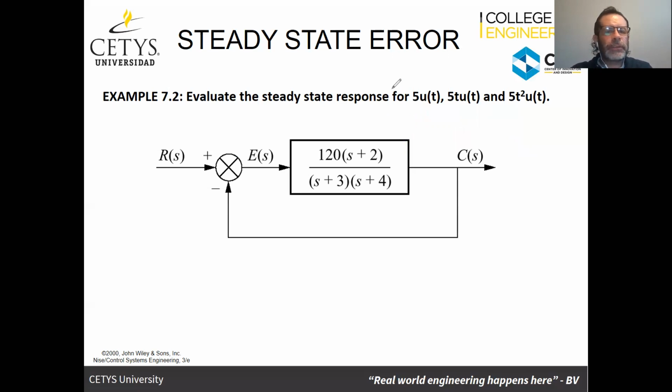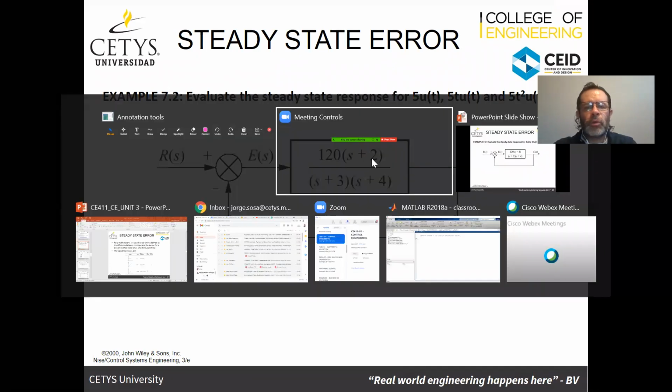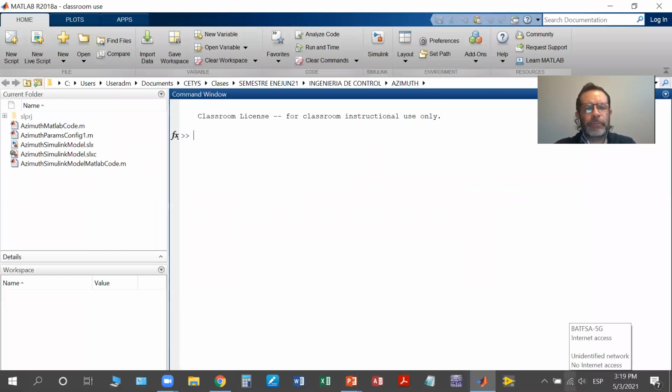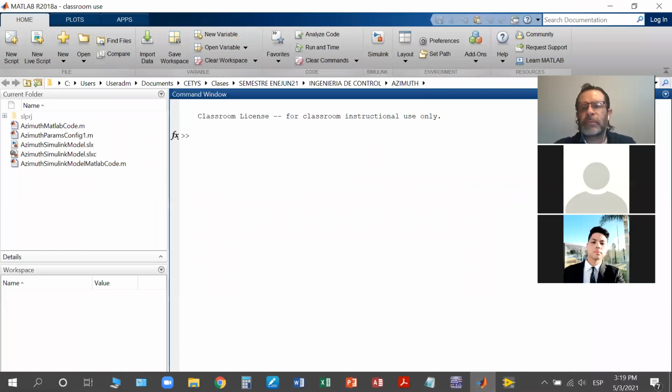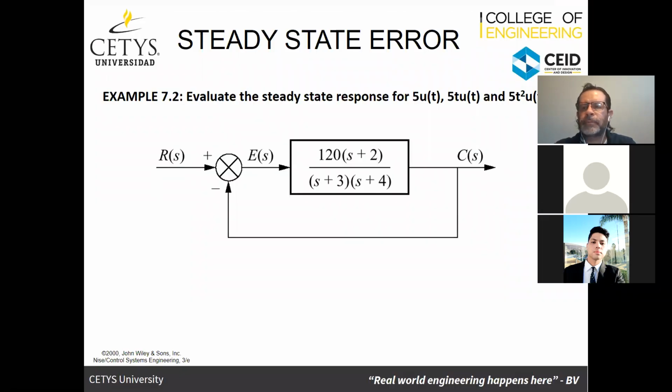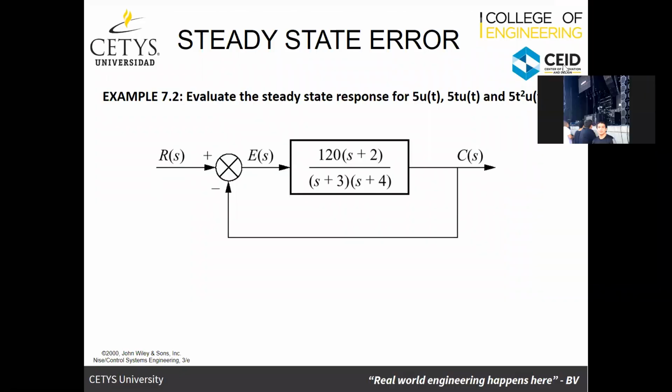So we can do this. Okay. So if I do this, you're seeing MATLAB right now? Yes. Okay, and if I switch over, you see the PowerPoint, right? Yeah. Good. We're good then.